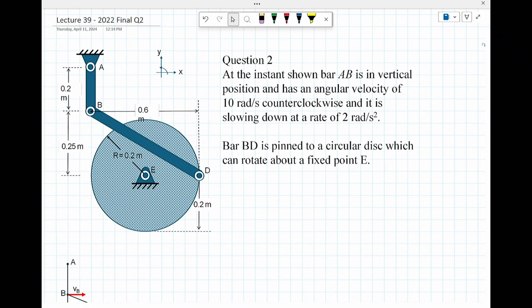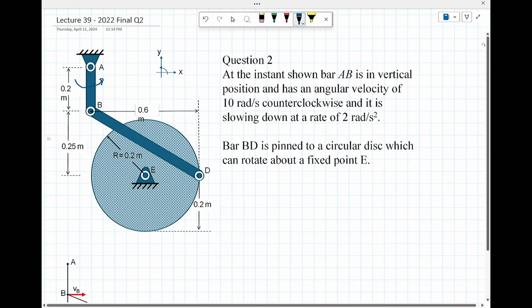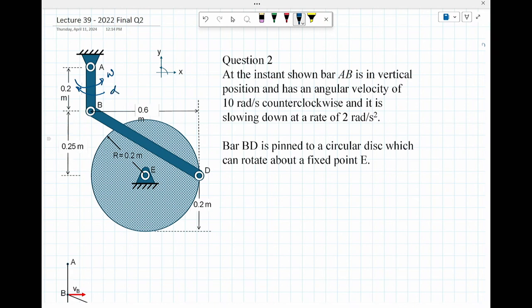So I'm not going to solve. I'll write my equations in a form that makes everything a lot easier. So anyway, at the instant shown, bar AB is in the vertical position and has an angular velocity of 10 rad per second counterclockwise. So counterclockwise, like that, omega, and is slowing down at that rate. And I draw that. Now, again, I told you, draw your own, but you can put it on the figure at that point just to start things off. Bar BD can rotate about fixed point E.